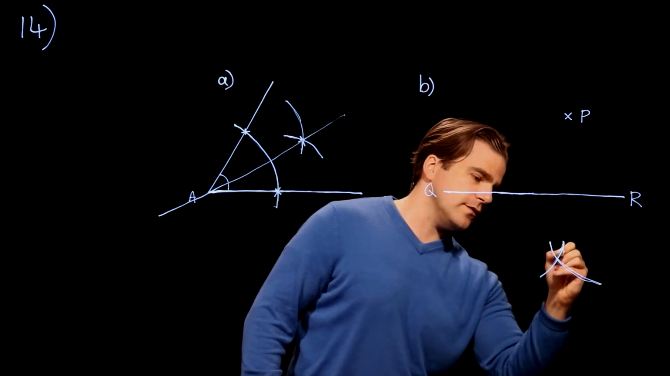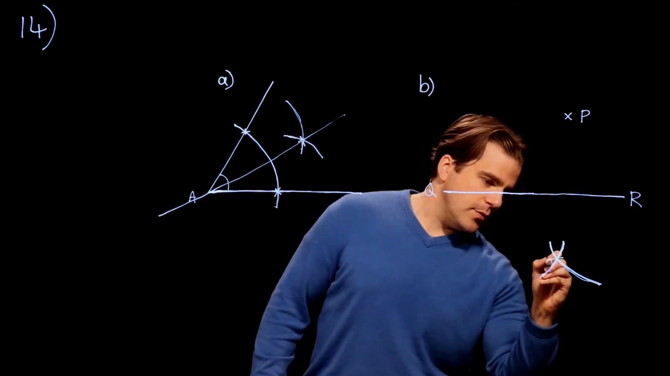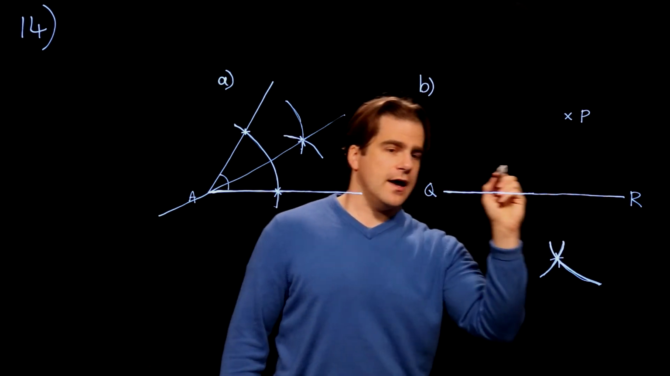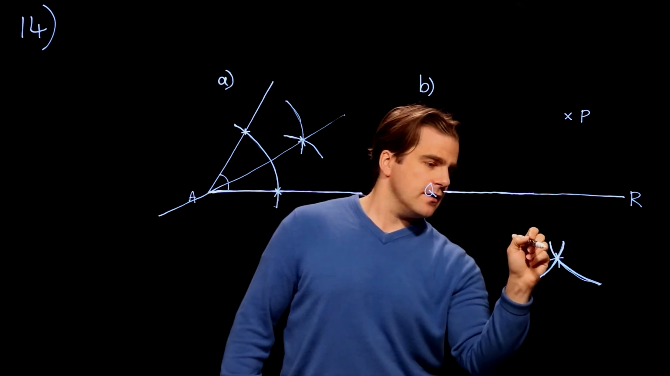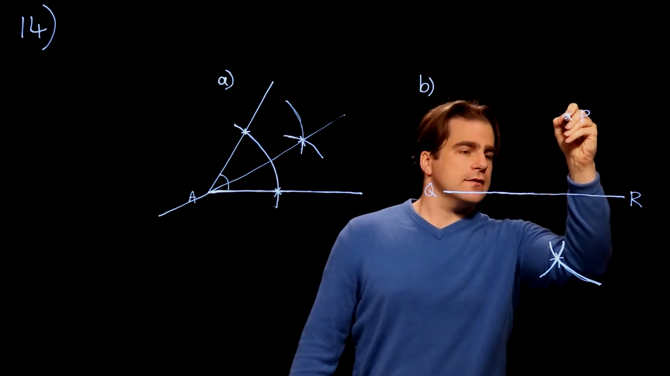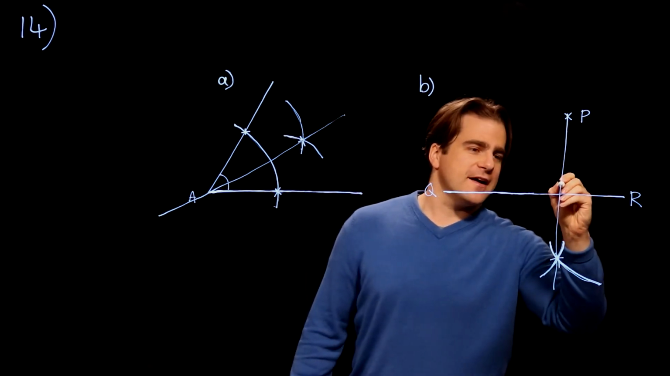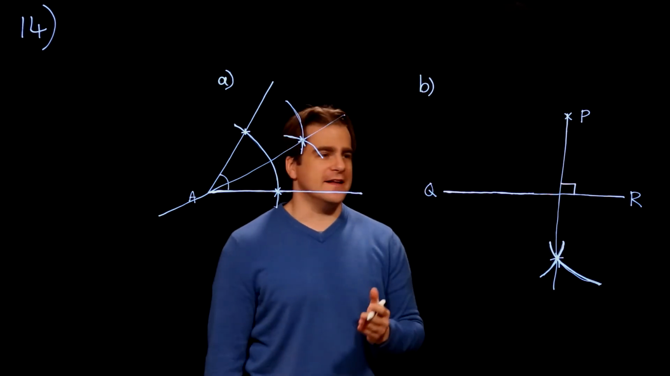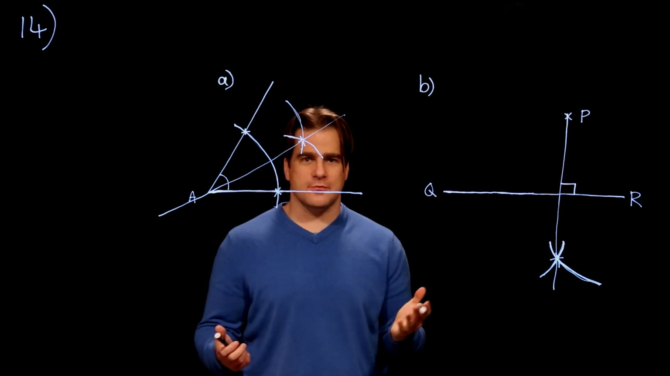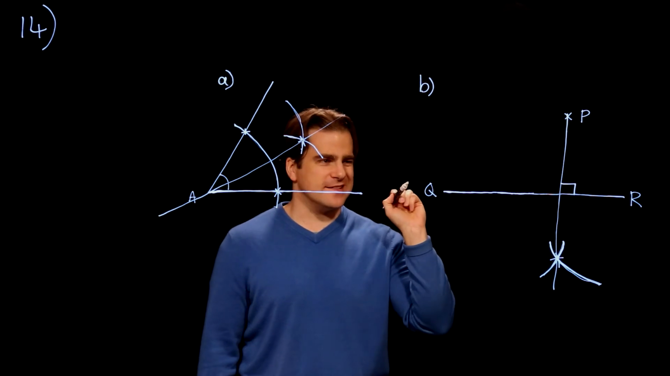Okay, so you've now got these two arcs. And again, that point there is the same distance from R as P is, and the same distance from Q as P is. If you draw a ruler that joins that point to that point, it will be a right angle. Once again, it doesn't look like a right angle because I've done it by hand. But if you do it properly, with a proper compass and ruler on a piece of paper, it'll be exactly 90 degrees.